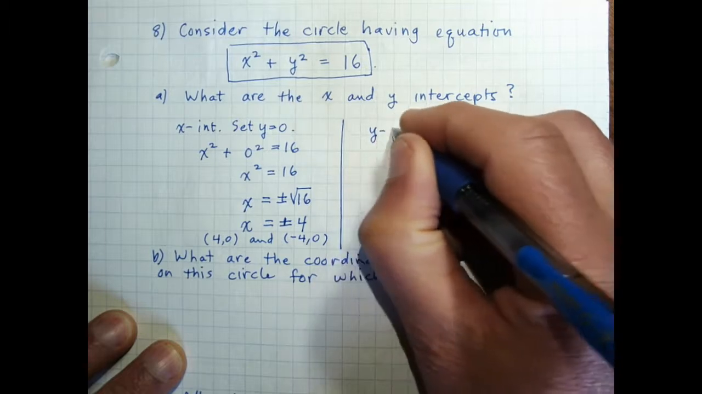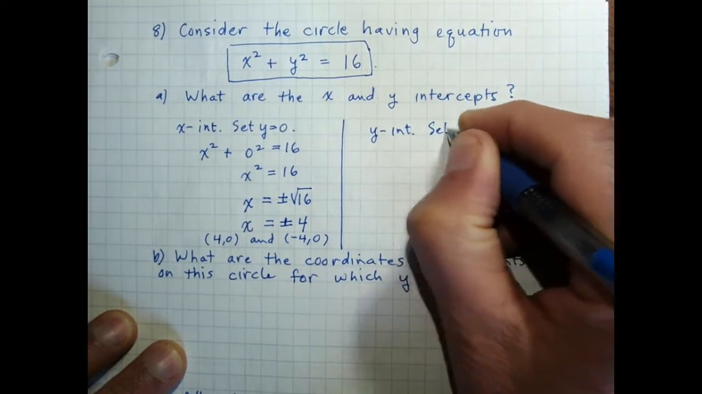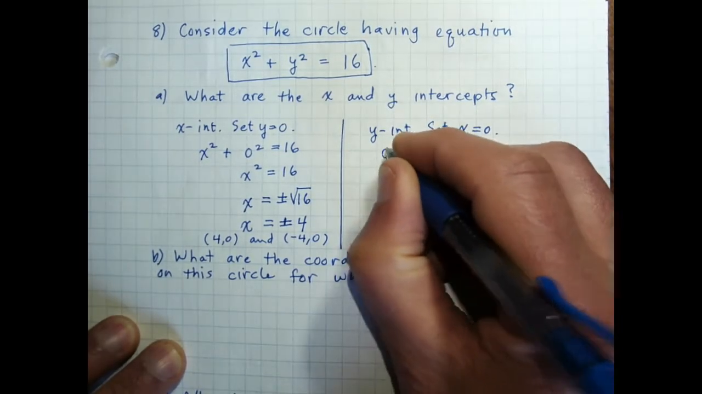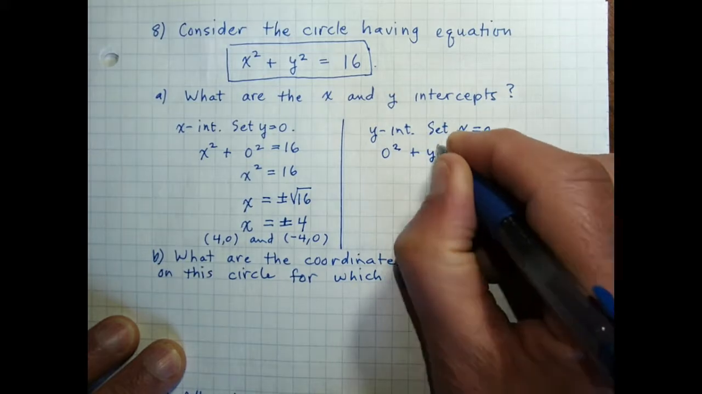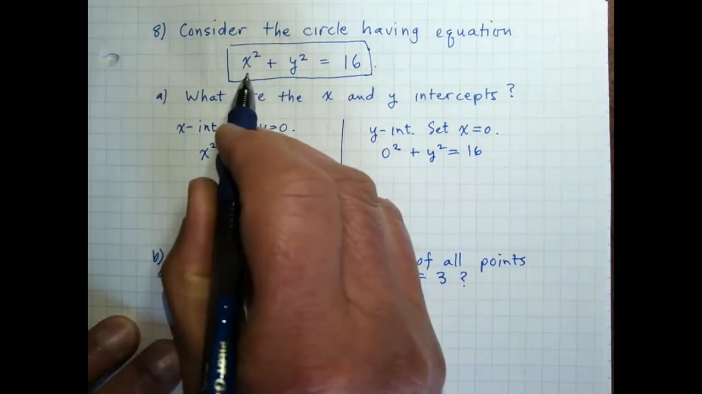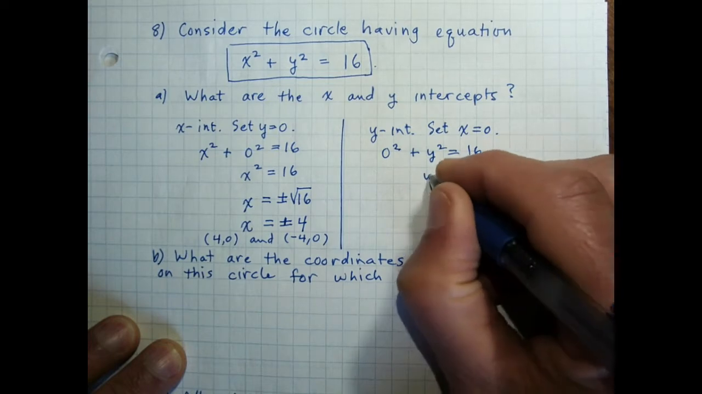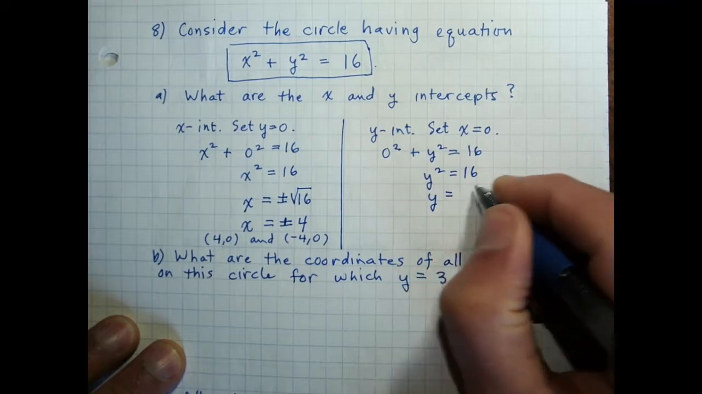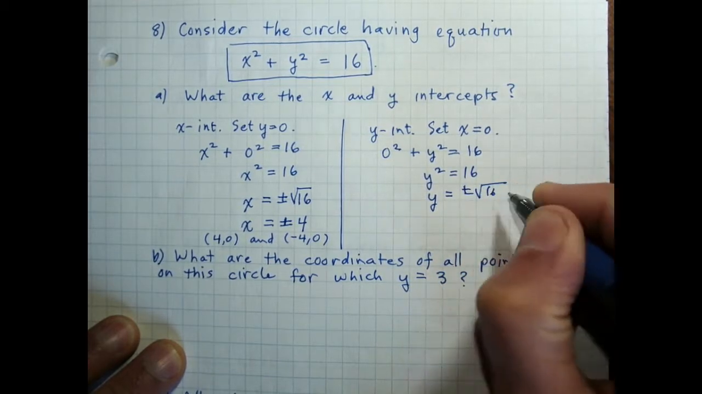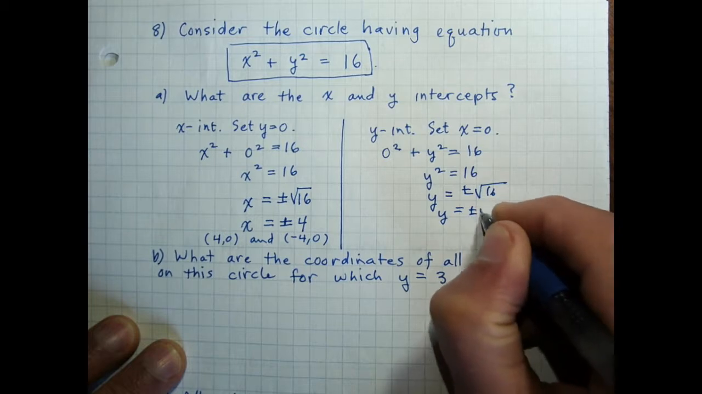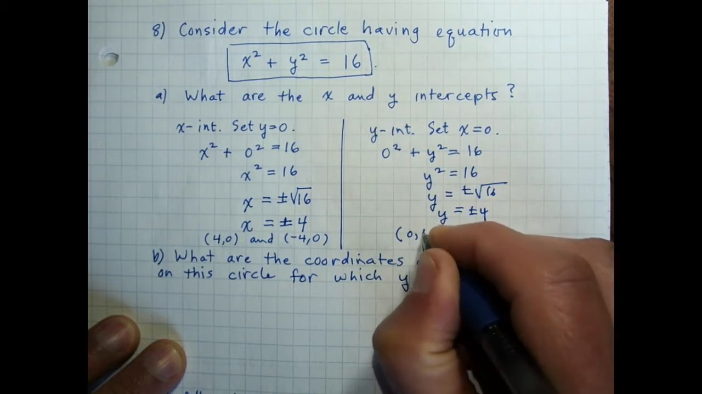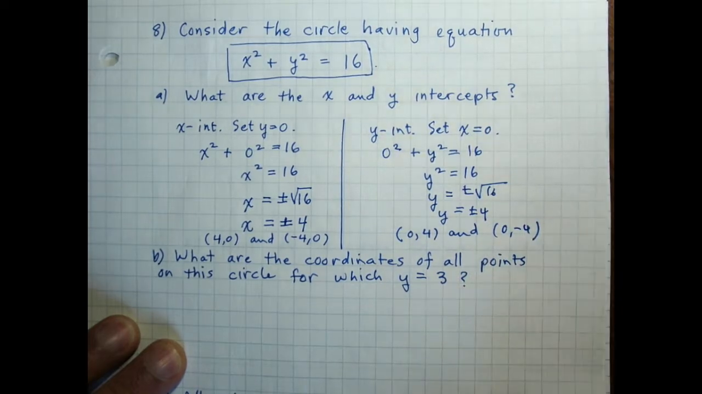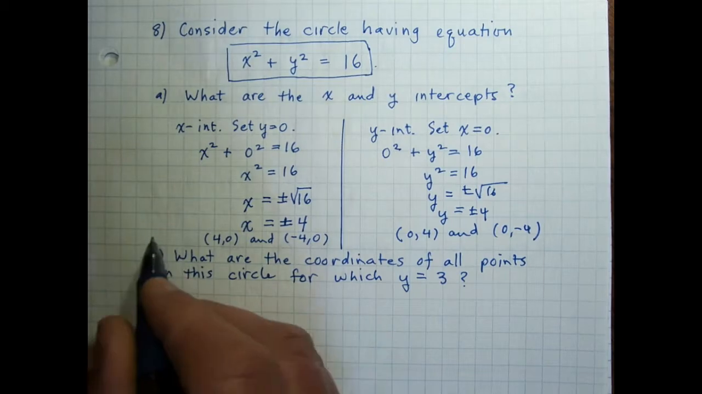For y-intercepts, set x equal to 0. So I'm going to take my equation and write 0 squared plus y squared equals 16. So x equals 0 in the original equation. y squared is 16. Looks kind of like what we just did. y will be plus or minus the square root of 16, so y is plus or minus 4. So we have 0, 4, and 0, negative 4 as the y-intercepts.